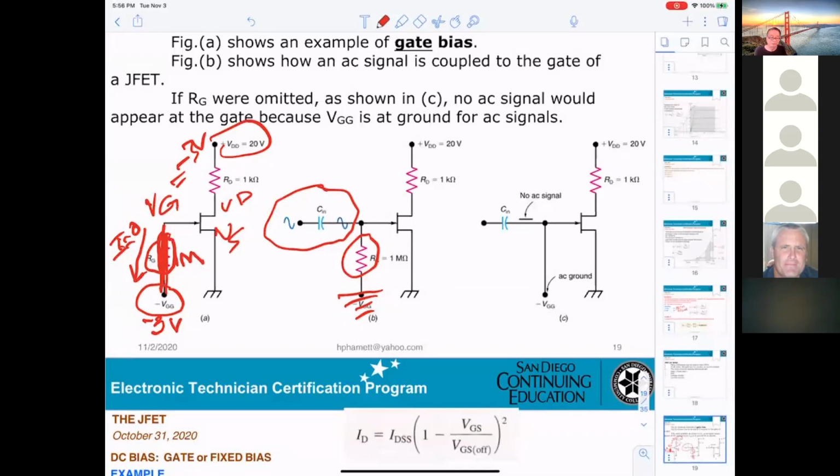Okay, thank you. Fixed bias means at the gate you get a negative voltage. Can you write fix next to it, Mr. Pham, so we will know? Just write F-I-X next to it. Yeah, when you get a negative voltage applied to the gate, that will be fixed bias. Thank you.